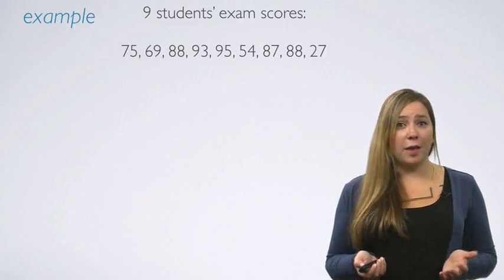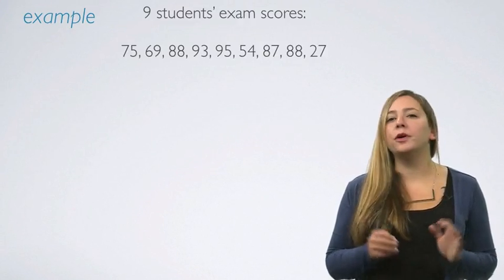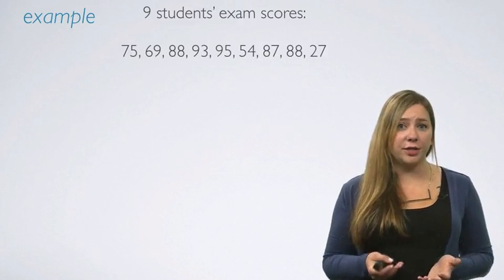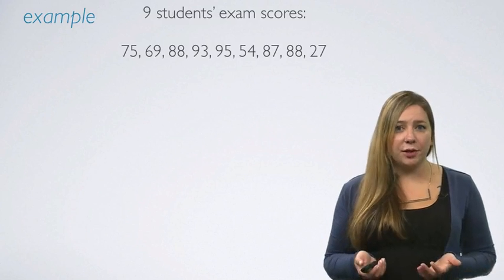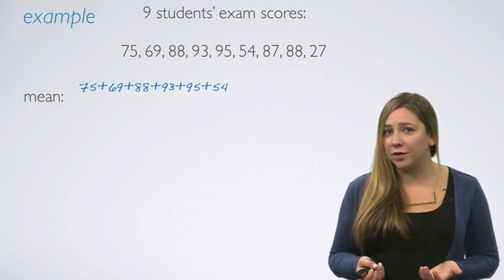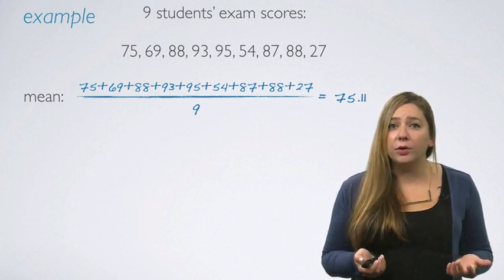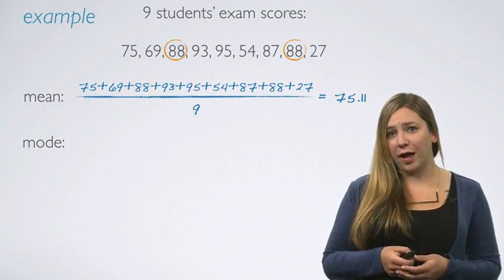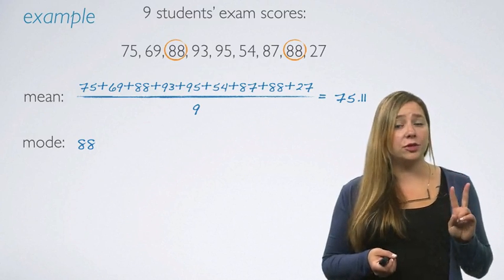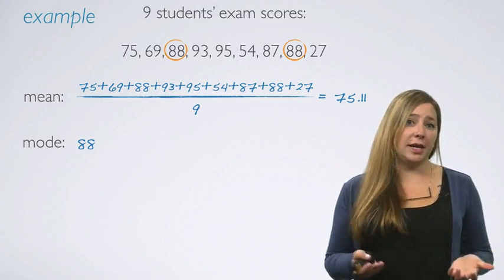Let's give a quick example with some simulated data. Suppose we have exam scores from 9 students. The mean of this distribution is simply the arithmetic average of these scores. The mode is the most frequently observed value. In this case, we have 2 students who scored 88, so the mode is 88.